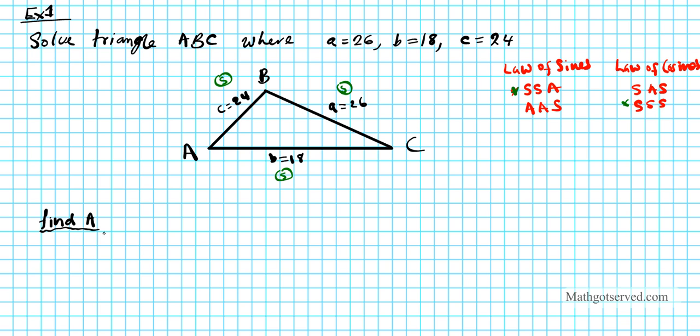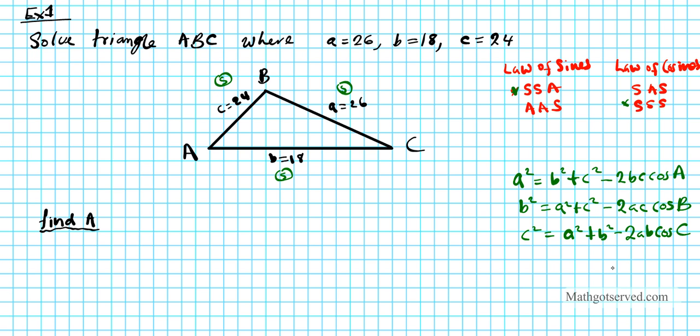Now, since we're using the law of cosines, we have three choices. So let's do a real quick review of the formulas for the law of cosines. We have a squared equals b squared plus c squared minus 2bc cosine uppercase A. Then b squared equals a squared plus c squared minus 2ac cosine uppercase B. And c squared equals a squared plus b squared minus 2ab cosine uppercase C. So which formula do we use to find uppercase A? This is the only formula that has uppercase A in it, so we're going to use this formula right here.